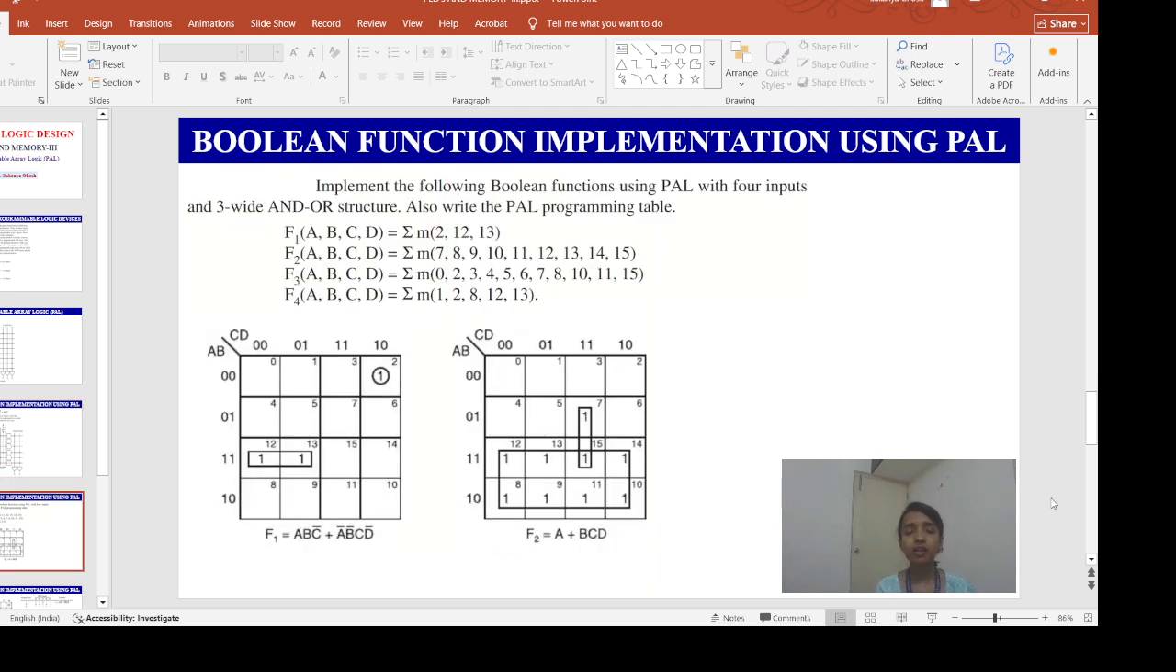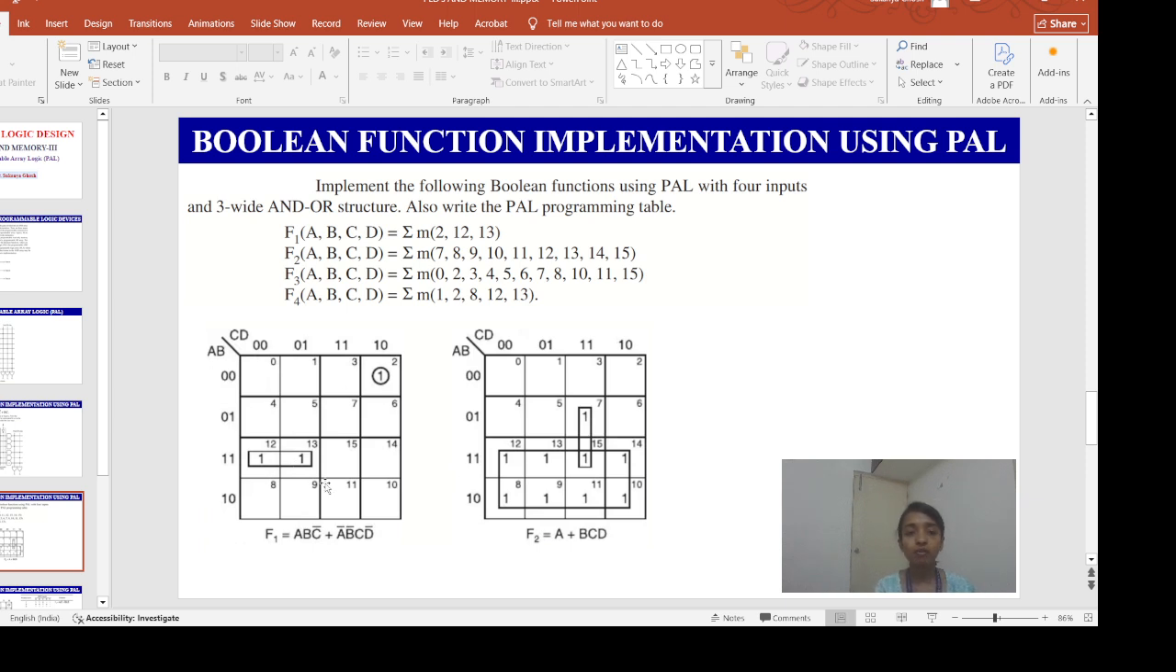Okay. Now let's see another example: how to implement the Boolean functions using a PAL with 4 inputs and 3 wide AND-OR structure. And also here we have to write the PAL programming table. F1, F2, F3, F4 are all 4 variable functions and they are expressed with their respective min terms. So we need to find out the Karnaugh map of all these F1, F2, F3 and F4 first.